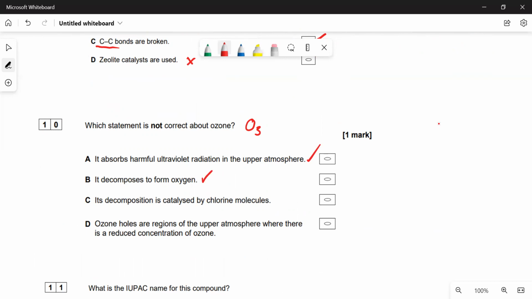Not quite. It's not chlorine molecules. It's chlorine free radicals, isn't it? Okay, so that one is wrong. And ozone holes are regions where you've got reduced ozone. Yeah, that's true. So C is the answer there.